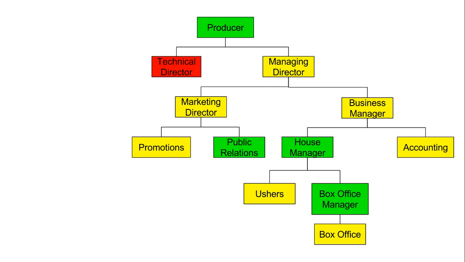Then the business manager is in charge of 2 departments. One is accounting, which is just like your accounting department in any other show. They're in charge of making sure that whatever needs to get paid as far as expenditures gets paid, that payroll is paid, that salary is paid, that human resources is taken care of accordingly. They're in charge of that section. And they're also in charge of the house manager. And the house manager is going to be in charge of 2 things.